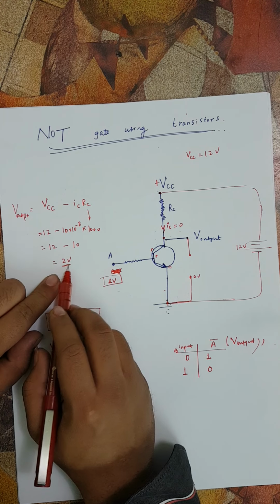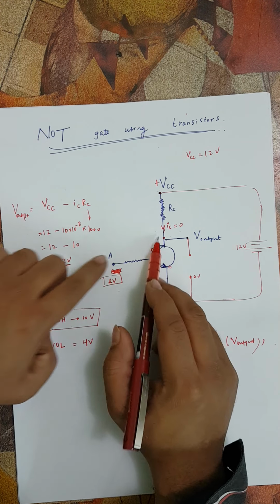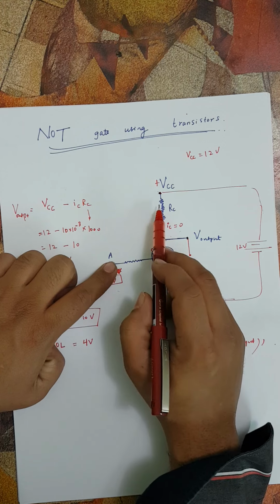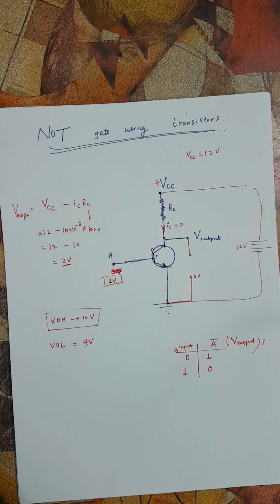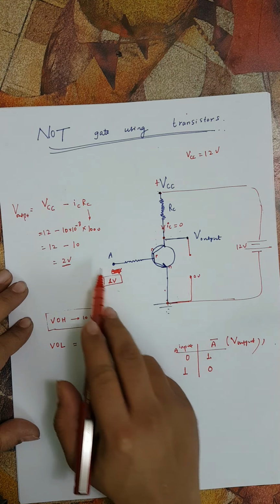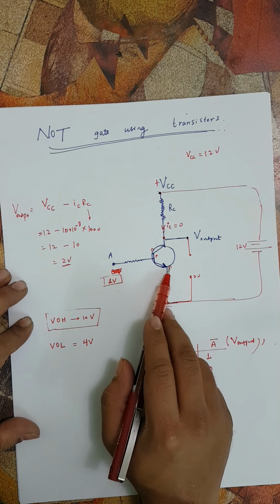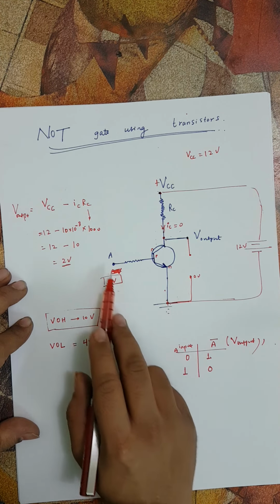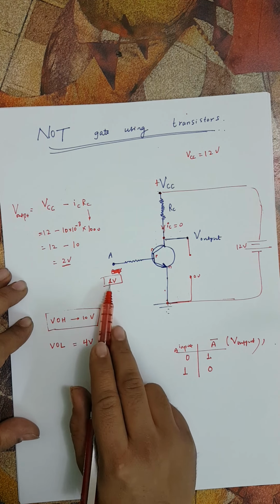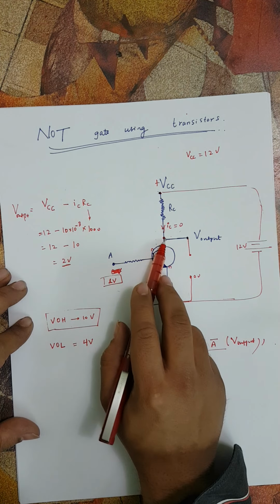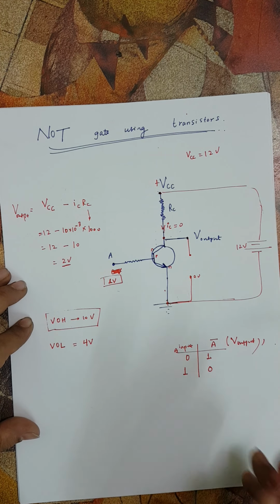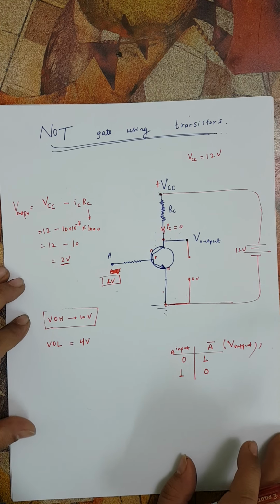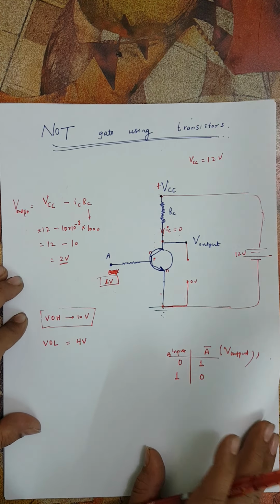So when will this be 2 volt? When there is a current flowing. Because of this forward biasing, the current flowing will decrease this voltage to 2 volt, and this is a low voltage as compared to 12. So this is a low output. When are we getting low output? When current is flowing. When is current flowing? When this is forward biased. When is this forward biased? When there is a positive value of input. So a positive value of input results in a very low output. So low input, high output; high input, low output. This is what a NOT gate is, and we are realizing it using a single transistor.